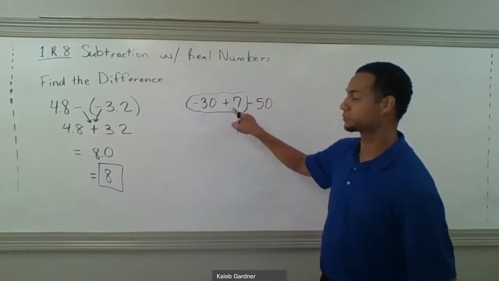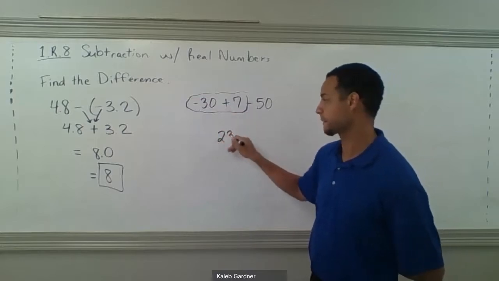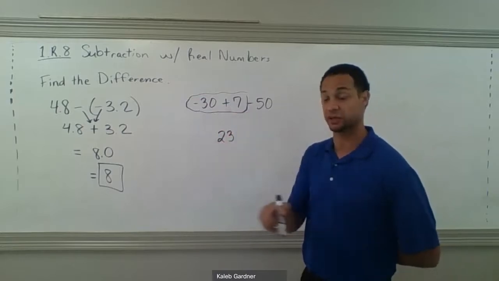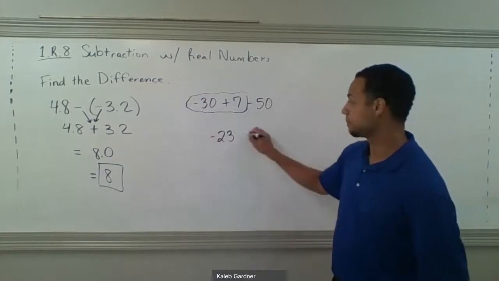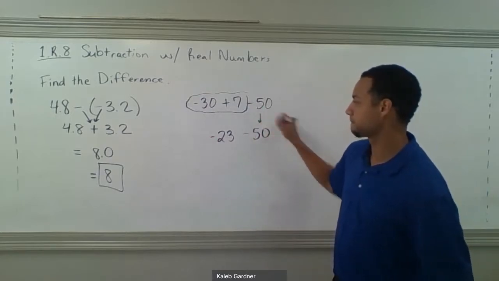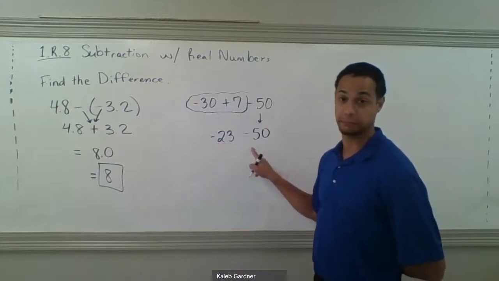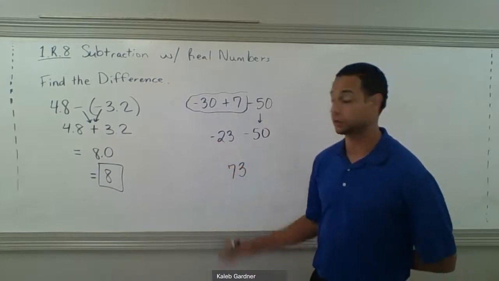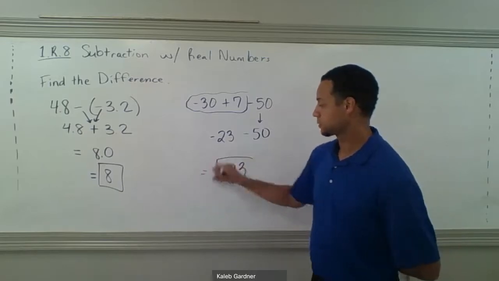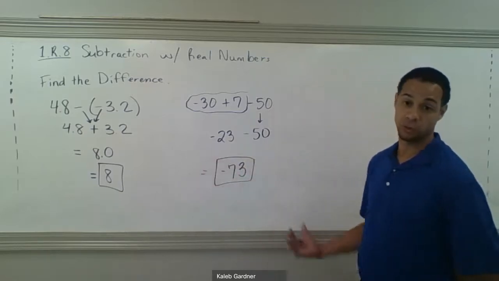All right, so we have a negative and a positive. Remember, we subtract. 30 minus 7 is 23, but keep the sign of the 30. So we have negative 23 minus 50, bring that down. A negative and another negative, we just add them. That's 73 when we add those two and keep our sign. Our answer is negative 73. Good news, we only have one more example.